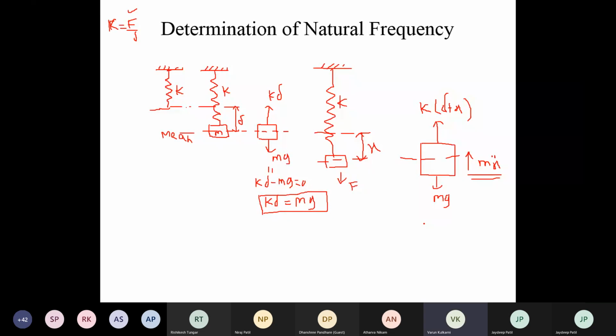x double dot, right? So mx double dot. Means it is acceleration. Now inertia force is equal in magnitude but opposite in direction of accelerating force. Now what is accelerating force? Whatever rigid body it is, its mass into acceleration, m into a. Now instead of a you have to write down x double dot. It is nothing but your acceleration.